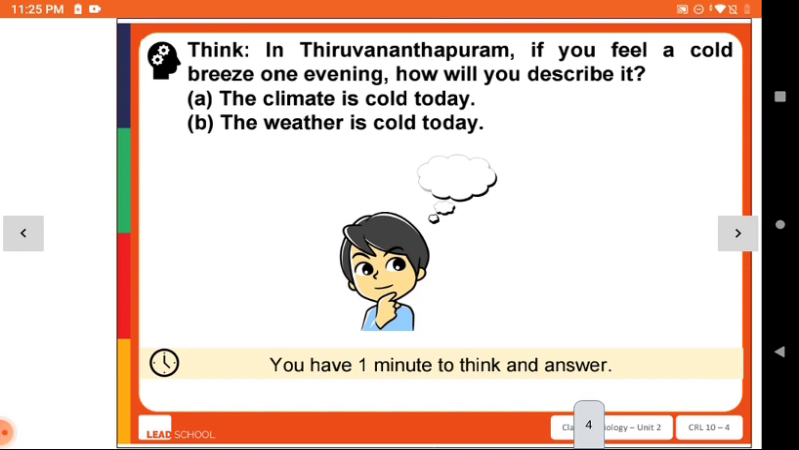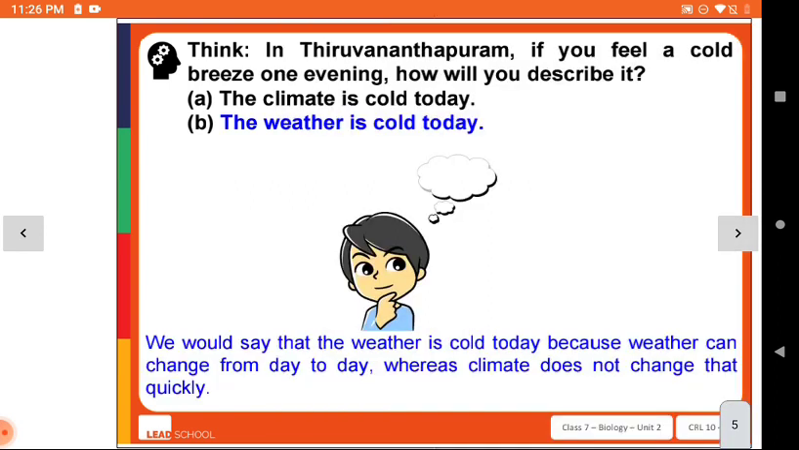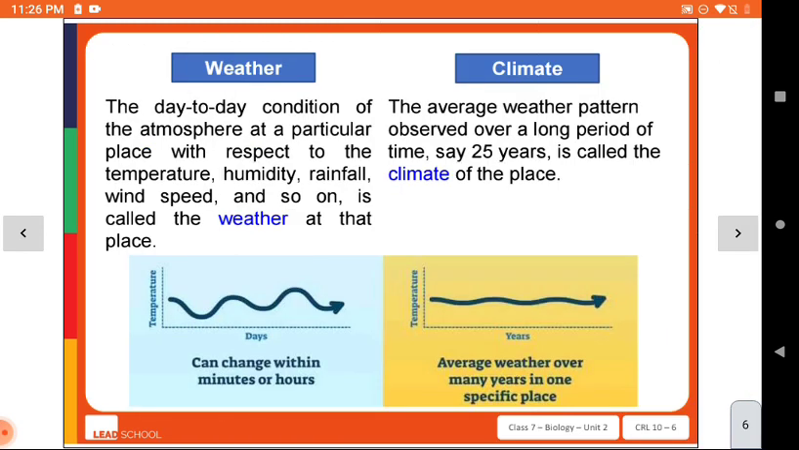In Tripura, if you feel a cold breeze one evening, how will you describe it? The climate is cold today or the weather is cold today? The correct answer is the weather is cold today, because weather changes frequently as compared to climate. So weather is the day to day condition, while climate is the overall 25-year recorded average.